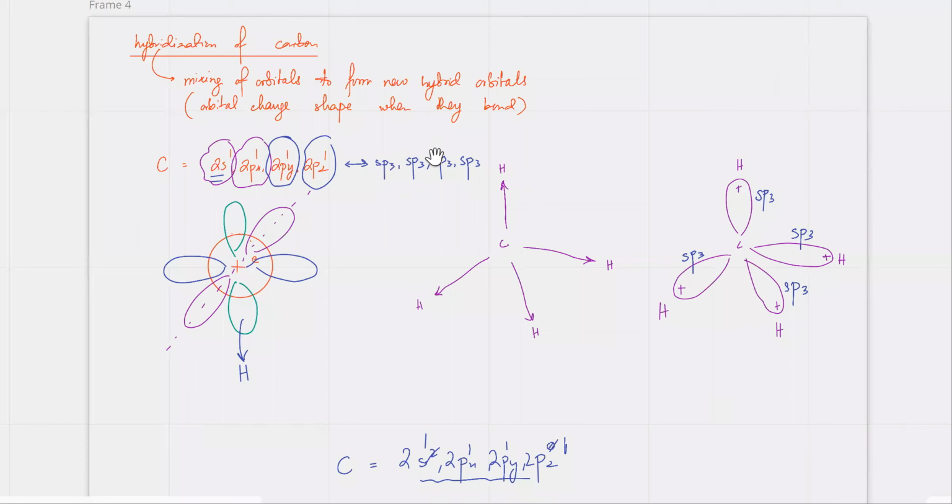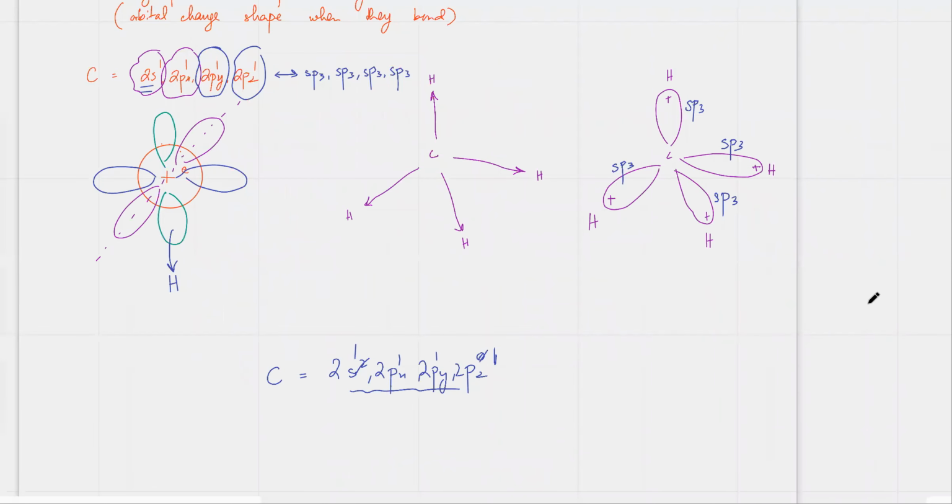You've got an sp3 hybrid orbital. This one is sp3, this one is sp3 as well. This is known as sp3 hybridization. The four orbitals have now changed their shapes when they're bonding, due to the attraction of the four hydrogen atoms, or any of the atoms, if there are four atoms. So this arrangement is known as a tetrahedral arrangement, and the angles are 109.5 degrees.